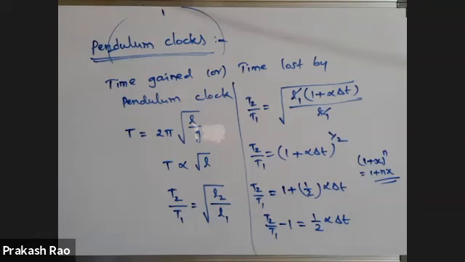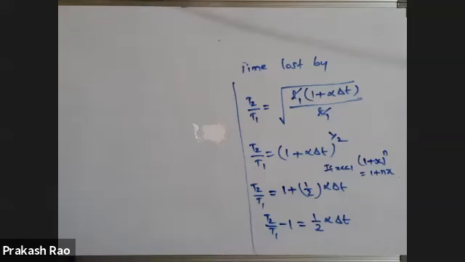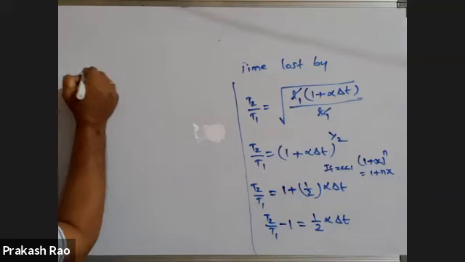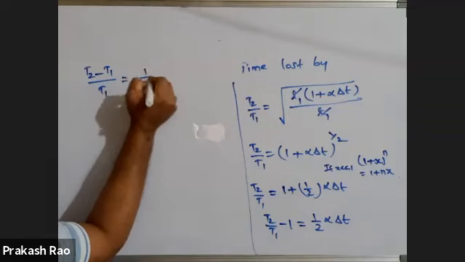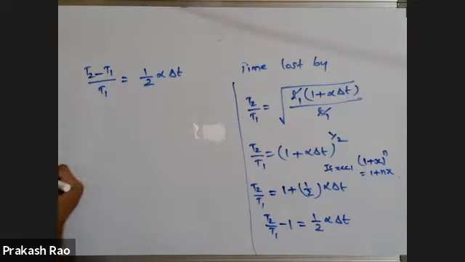Please note down up to here, my dear students. Okay, now continue this step. If you take LCM, (T2 minus T1) by T1 is equal to alpha into delta T.